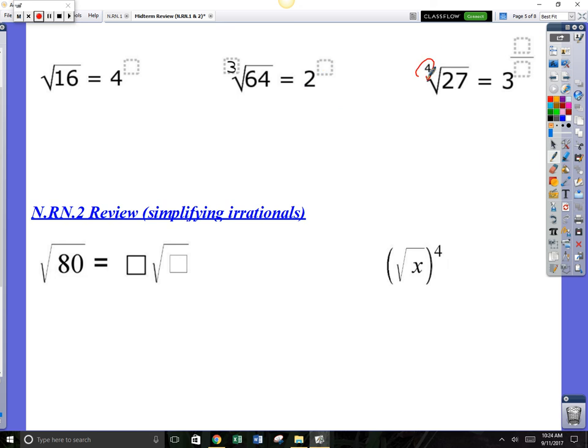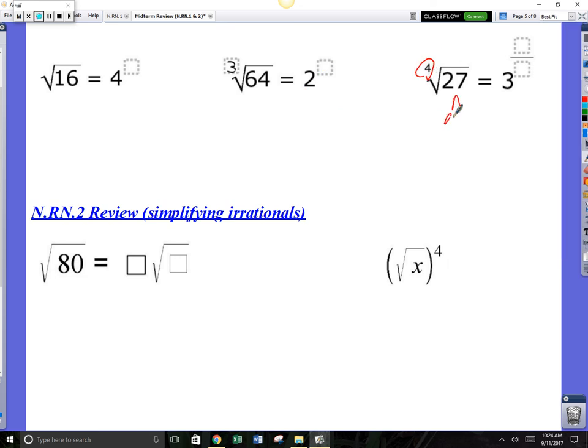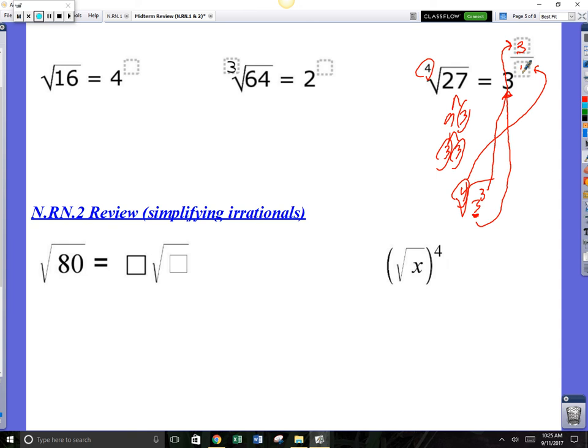4th root, so now your index is 4. 4th root of 27. If you break down 27, that's a 9 and a 3. Break up the 9, that's a 3 and a 3. So the 4th root of 27 is the same thing as 3 cubed. Okay, now this 4th root is going to undo powers of 4. And I only got a cube in there, so it is simplified as far as it's going to go. So now if you morph it, this 3 right here is that 3. This 3 goes to the numerator, and then your index of 4 goes to the denominator. Okay, and that's it for NRN 1.